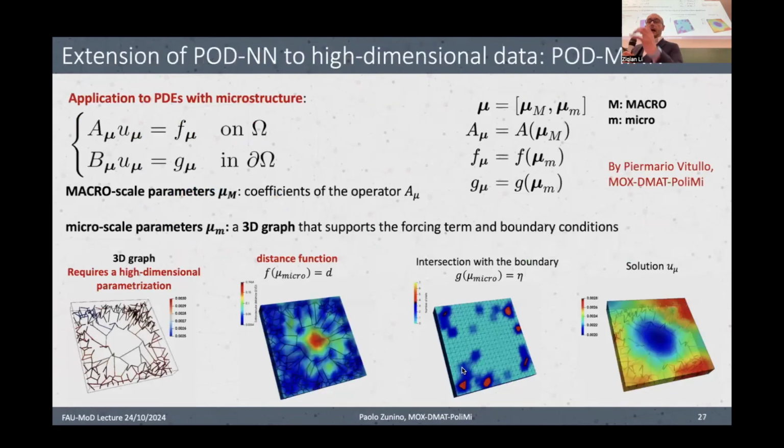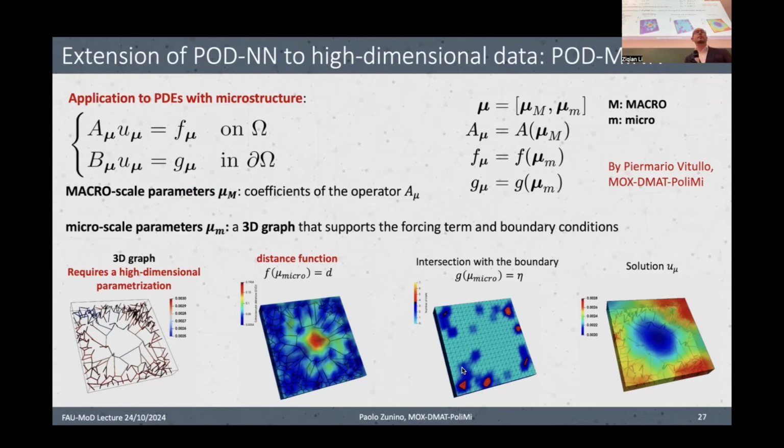Moving on, this led us to the idea that using this architecture, we could actually generalize the POD-NN approach to high-dimensional data. So we don't need anymore to have just a handful of parameters. We can handle basically parameters that are represented in an infinite-dimensional space, discretized through, for example, a finite element space, and use them in this parameter-to-solution map.